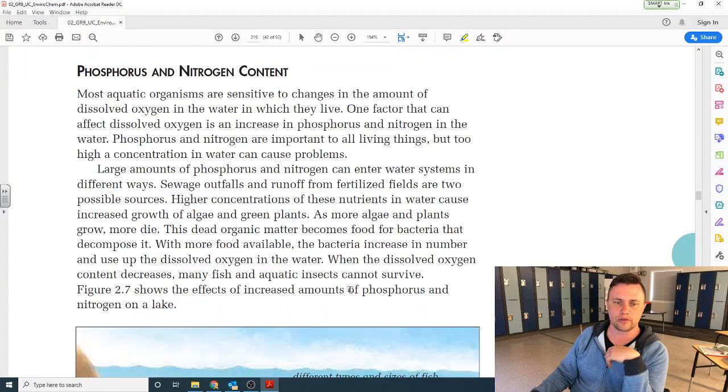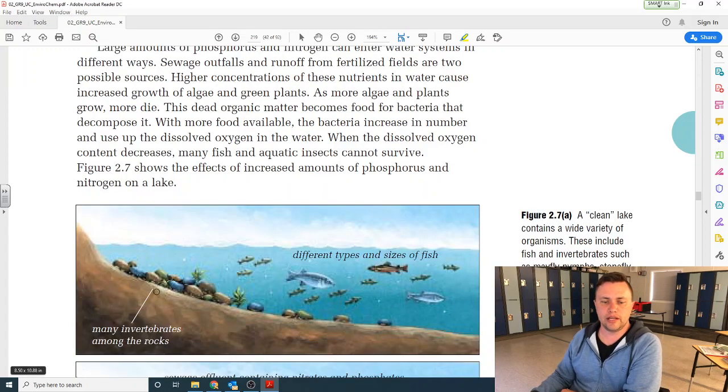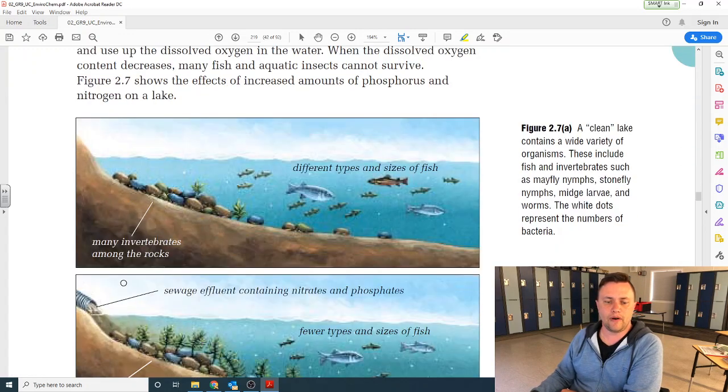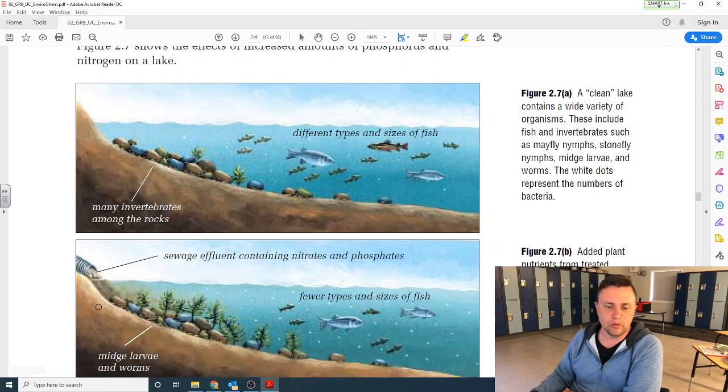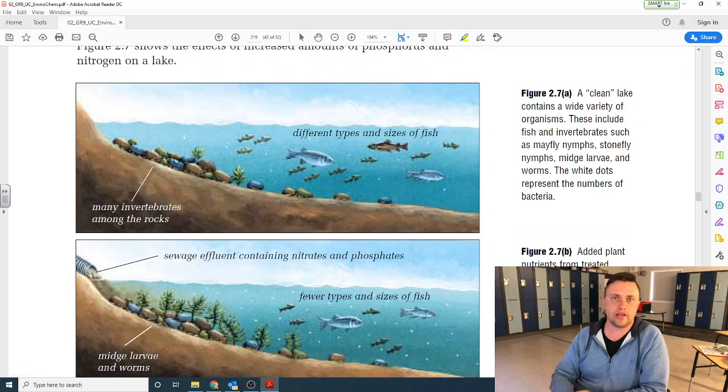All right, scrolling. Phosphorus and nitrogen content. Phosphorus, so this is kind of what we're talking about with Poor Bear Lake. There is a huge bloom of these plants because these plants love the phosphorus and nitrogen that's present in these fertilizers or in the feces of the animals, and they begin to grow and grow rapidly.